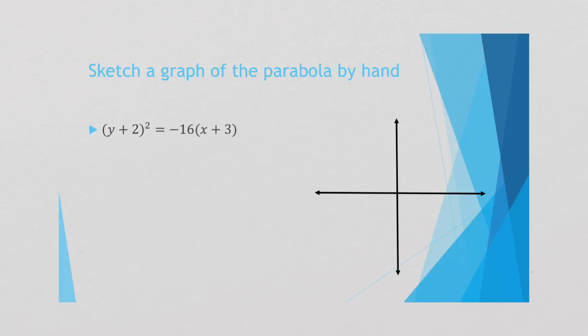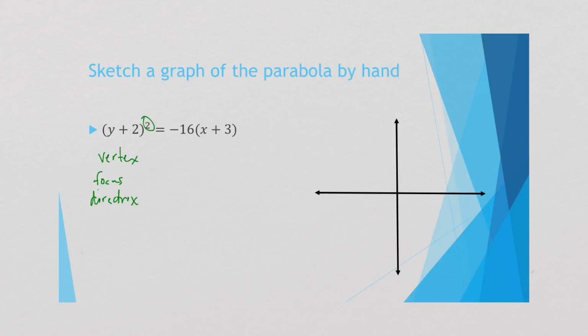Now, sketching the graph. So to sketch the graph of a parabola by hand, I need a couple of bits of information. First, I need to know the vertex. I need the focus. I need the directrix, because I'm going to have to label all these parts. So the vertex is HK. Remember, it's the opposite, and this is a y squared. So because it's a y squared, I'm using the information on the right column of my sheet.